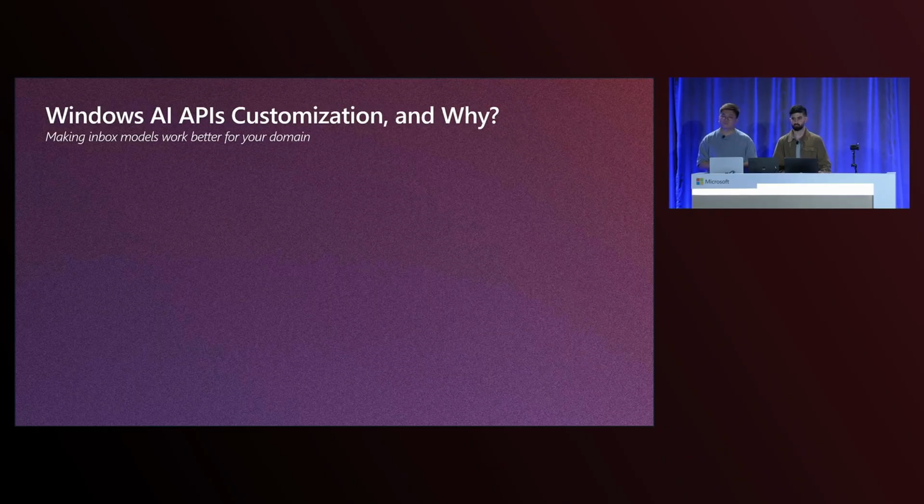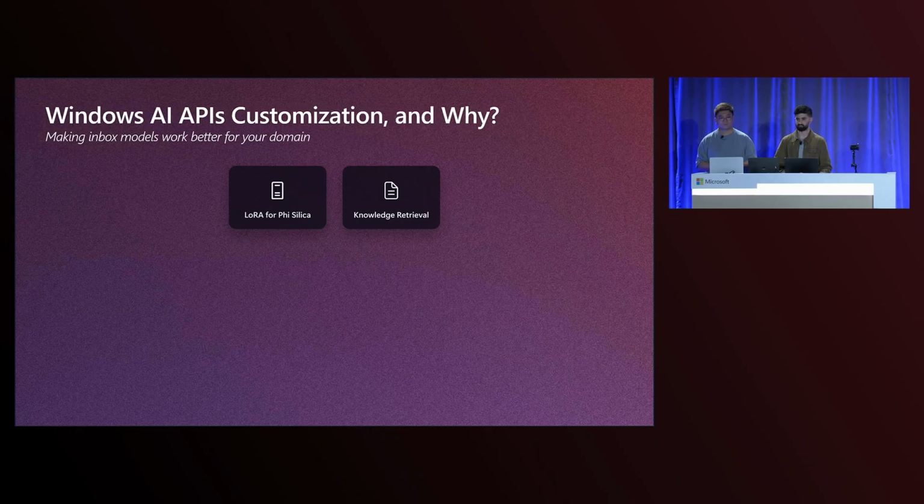And to do this, we'll give you two tools. The first is called low-rank adaptation, or LoRA fine-tuning. It helps nudge the model towards your tone, your tasks, or your domain. And the second is called knowledge retrieval. It's often used in RAG, or retrieval augmented generation. It helps get data to feed into a language model and ground its answers in a database, in this case, a local database. And both of these are new as of Build.